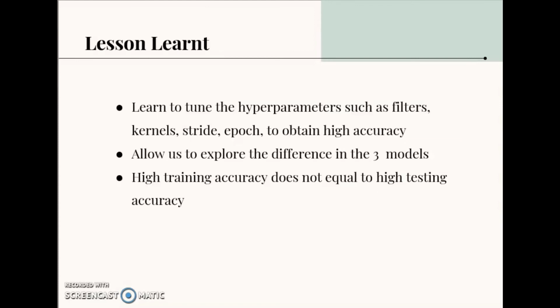The lessons that we learned in this assignment were that we learned about tuning the hyperparameters such as filters, kernel, stride, and epoch, which helps to obtain a higher accuracy. It also allowed us to explore the differences between all the three models. And the last lesson that we learned was that just because a model has a high training accuracy, it does not mean that it also has a high testing accuracy, as we can see from LeNet-5 when compared to AlexNet.